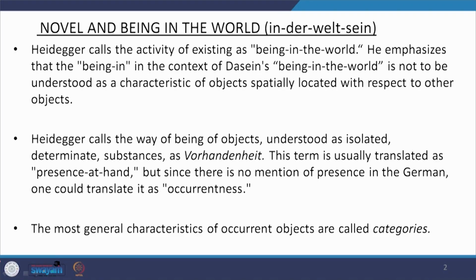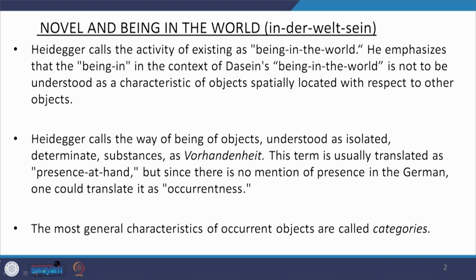Heidegger calls the activity of existence, or existing actively, the task of existing as being in the world. He emphasized that being, in the context of Dasein's being in the world, is not to be understood as a characteristic of objects simply spatially located with respect to one another. It's not just a spatial correlation of objects. This is something I mentioned in my previous lecture.